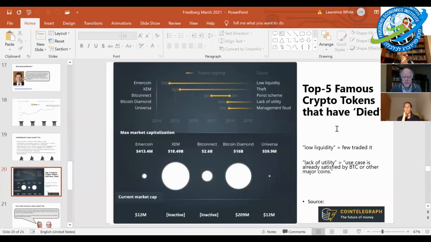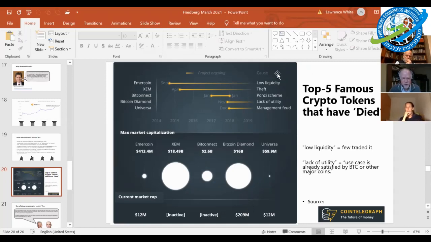But just to continue with the warning side, here are the top five famous crypto tokens that have died. The most remarkable are XEM, which went from being worth $18.5 billion to now being inactive, just not traded anymore. And Bitcoin Diamond, which was a fork from the original Bitcoin that at one point was worth $16 billion and is now worth about 1/10 of 1% of that, $209 million.